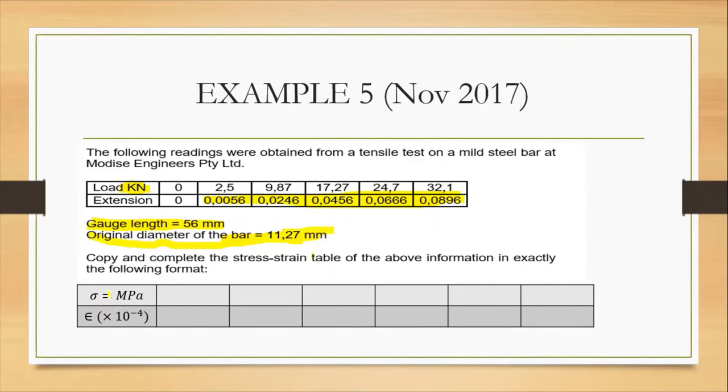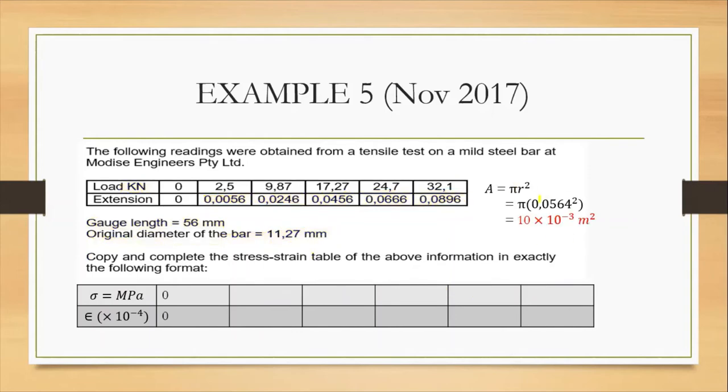Now, we know that in order to find the stress here, the stress there, it's force over area. If it's force over area, we need to calculate the area. And we already know that the diameter is 11.27. Remember, I use radius, so this is the formula, this is half of it. It's not wrong to use the whole diameter, guys. I just happened to use this one. So you can use pi d squared over 4. So I found out that the area is 10 times 10 to the power minus 3.